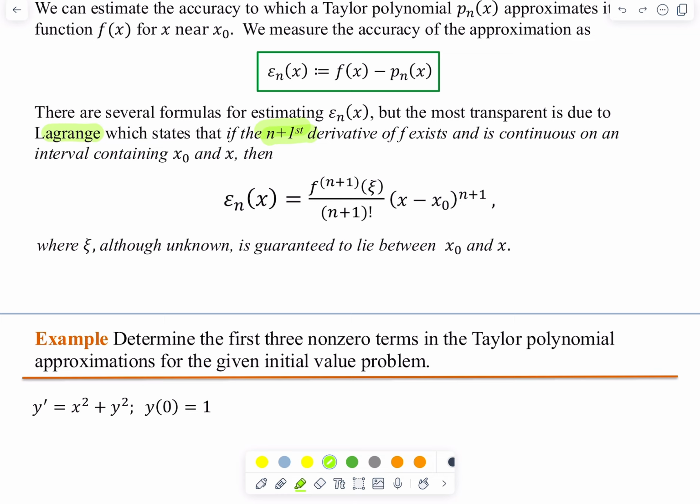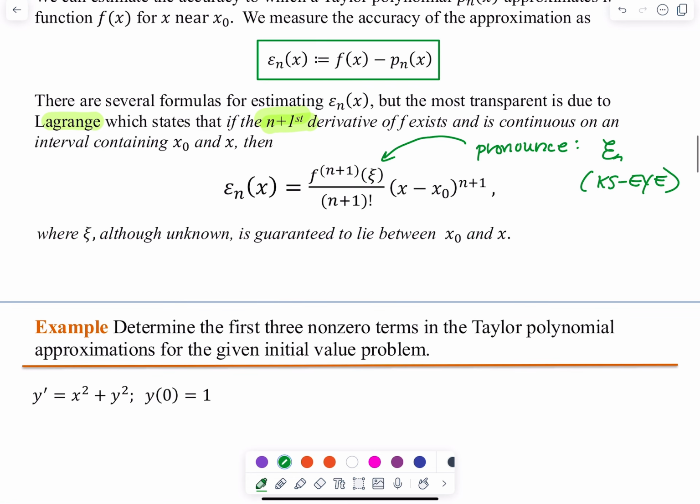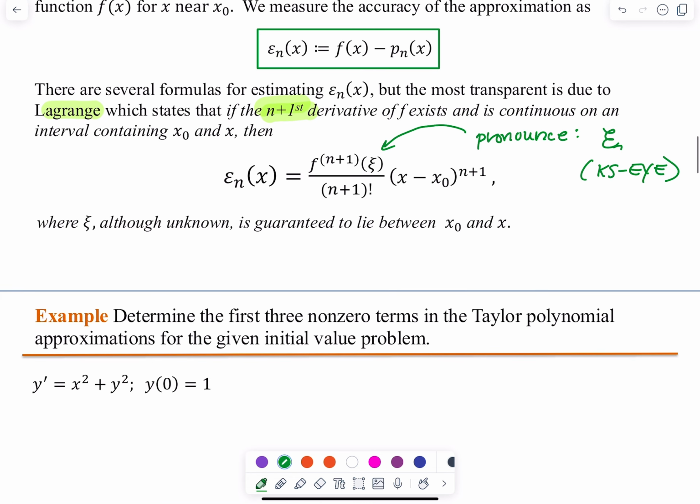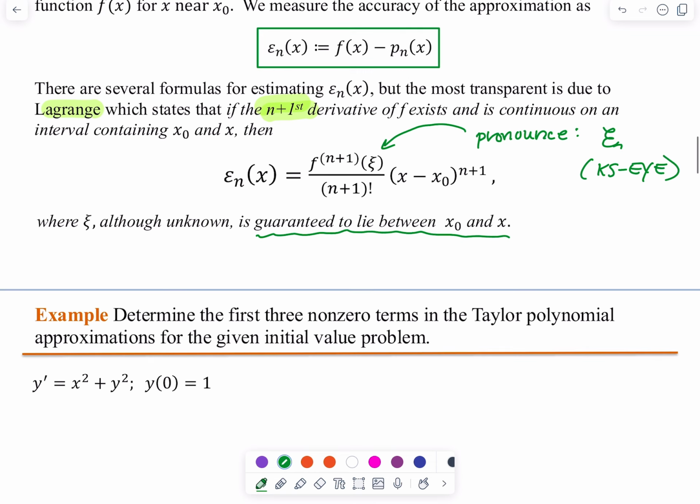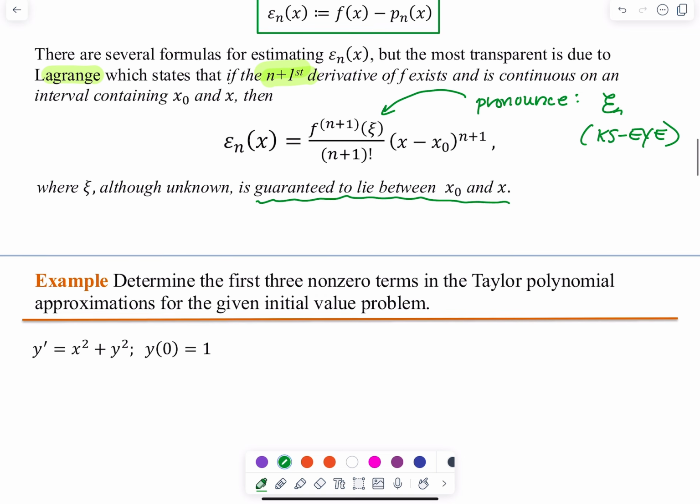I do want to mention how you pronounce this Greek letter. It's written like that, and it's pronounced xi. It's an interesting pronunciation. And xi is guaranteed, which is pretty powerful, to lie between x naught and x. We may not know exactly what it is, but we know that it's between x naught and x. And we will have one example with this determination of error.